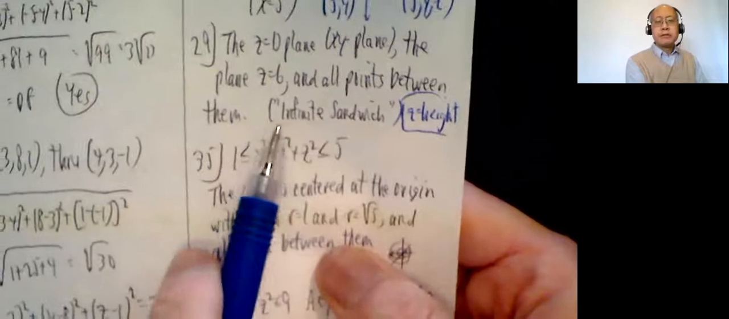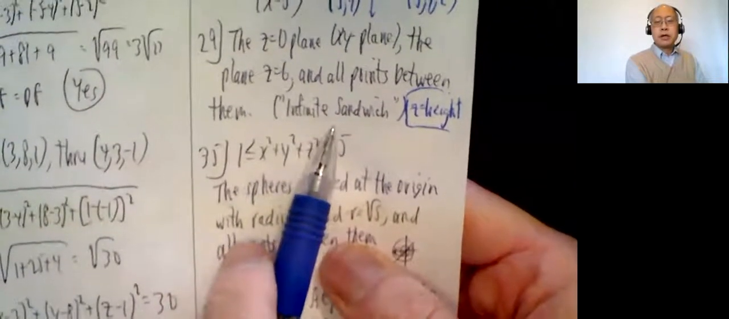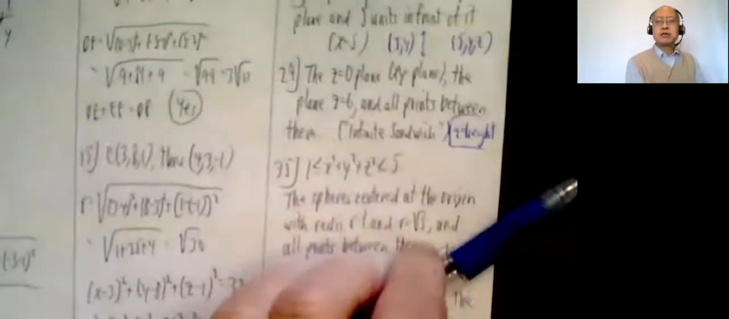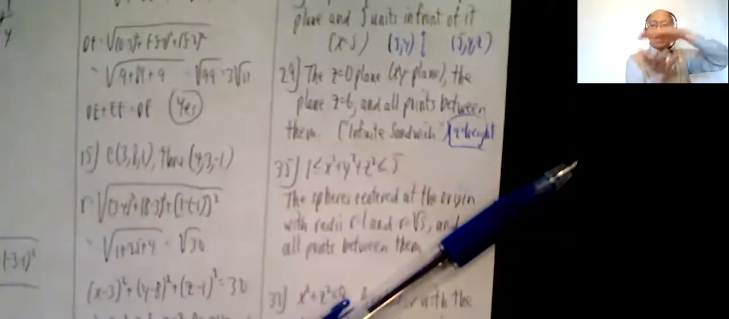Sometimes I call that an infinite sandwich. So the bottom of the sandwich is Z equals 0, the top of the sandwich is Z equals 6, and you have everything in between. Or think of Z equals 0 as the 0th floor. You walk up to the 6th floor, and then you have everything in between.